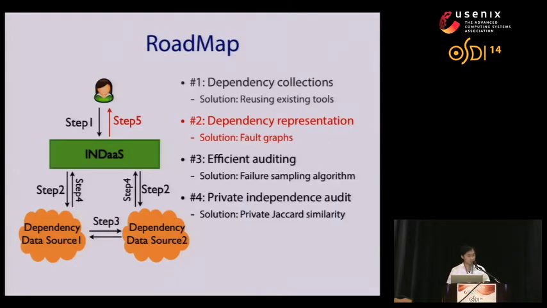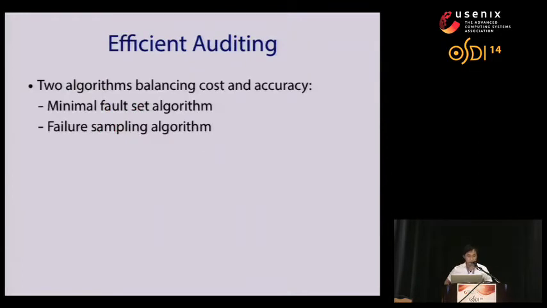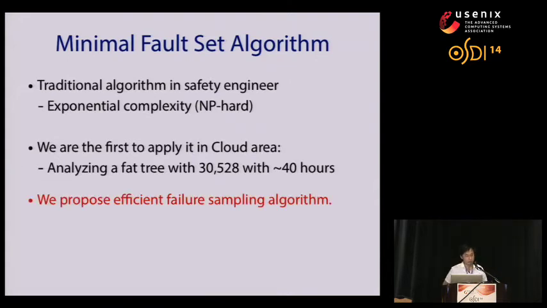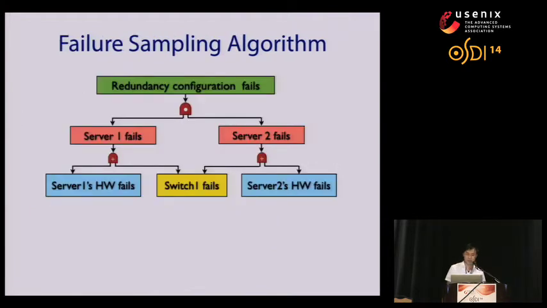Then, with the dependency representation in hand, let me show you how we efficiently audit this representation. Generally, we have 2 algorithms balancing the cost and accuracy. The first algorithm is a minimal fault set algorithm. We borrow this algorithm from another area. However, the complexity is NP-hard, so we will not use it. We propose an efficient failure sampling algorithm. Let me introduce the failure sampling algorithm.